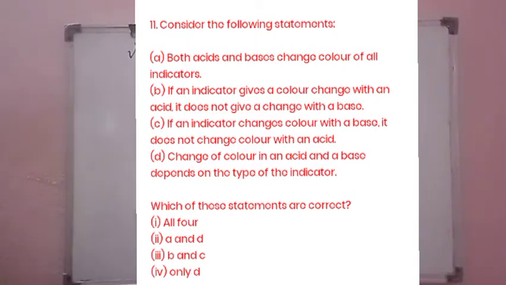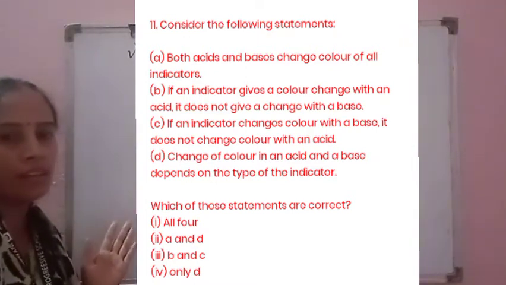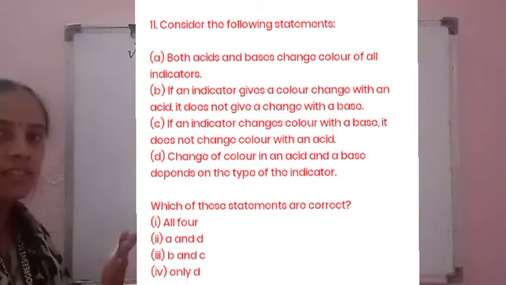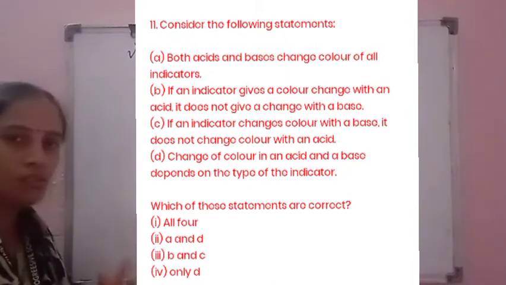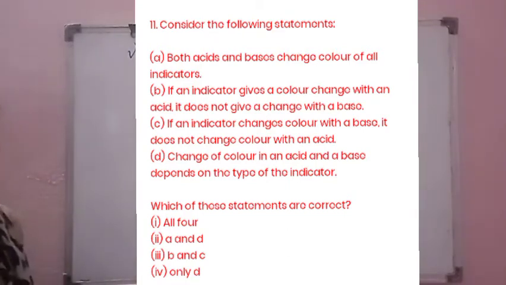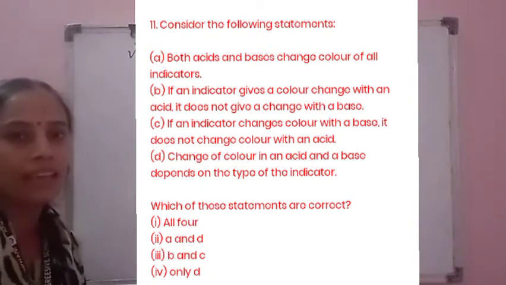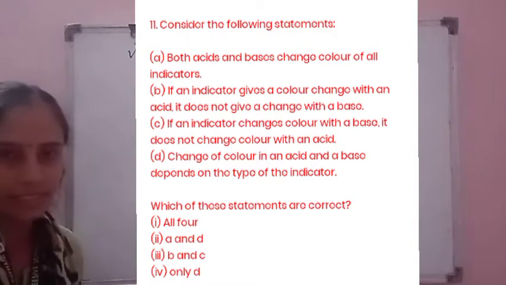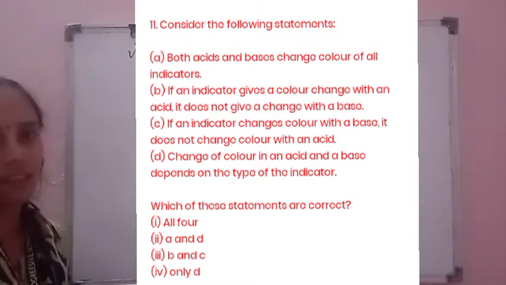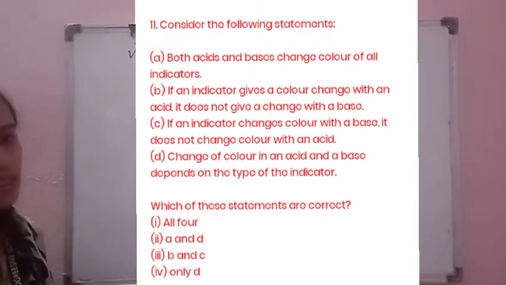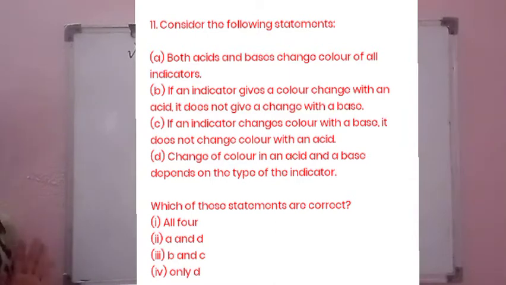Clear? The third one is: if an indicator changes color with a base, it does not change with an acid. This is very similar to the second one. It says if the indicator changes color in a base, it does not change color in an acid. This is also wrong. It may change its color again as well. The fourth one is: change of color in an acid and a base depends on the type of the indicator. Which indicator we use in a base and which in an acid depends on their change in color. This one is correct. Clear? So out of these four options, D is the correct answer.